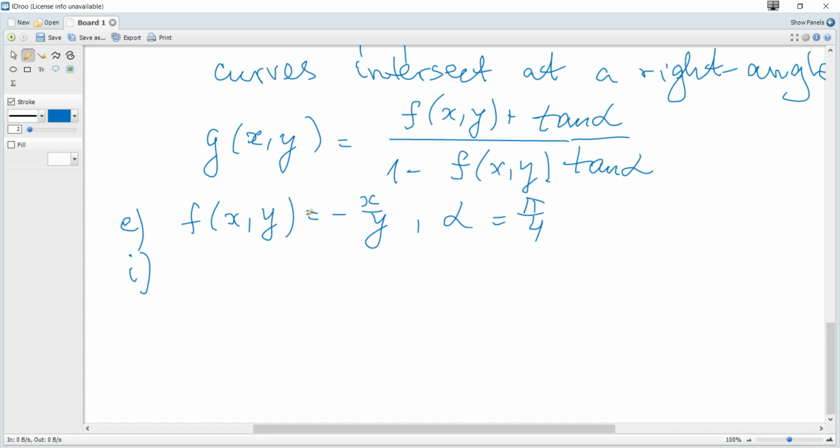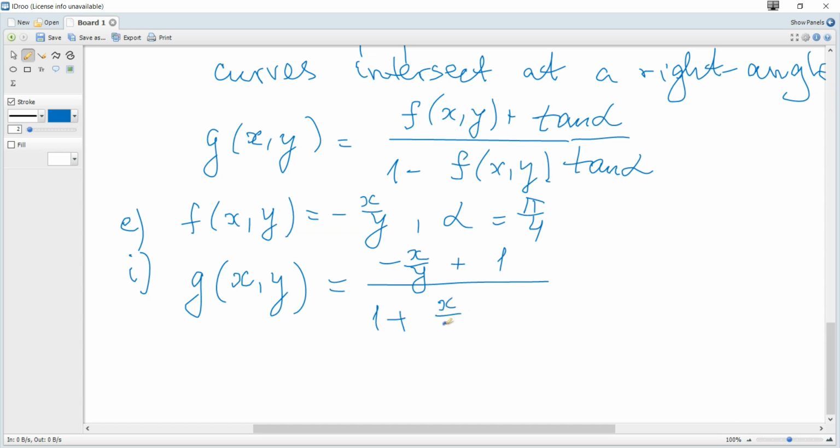So we just substitute this expression for f, this for alpha, and just calculate the value of g. So g becomes negative x over y plus tangent of pi over 4, it's 1, divided by 1 minus f, what is f, negative, so plus x over y times 1, and multiplying each term in the numerator and denominator by y, we get y minus x over y plus x as required.